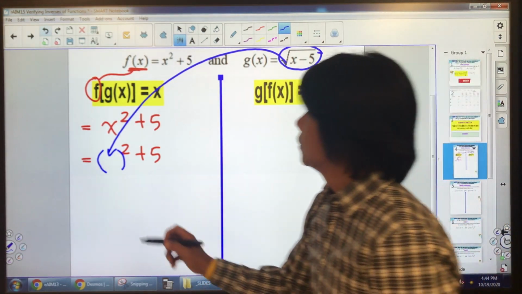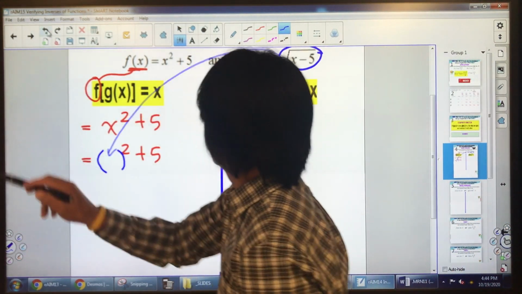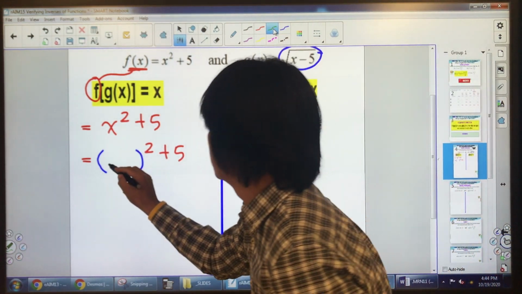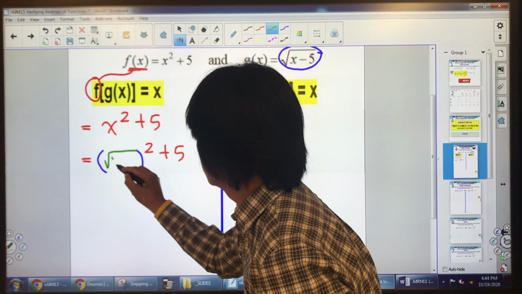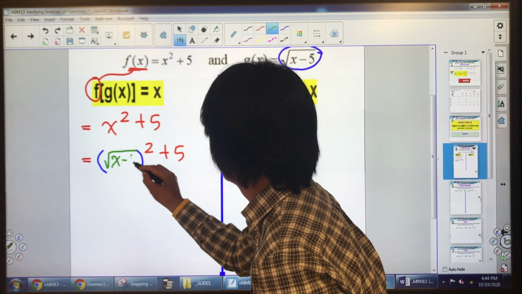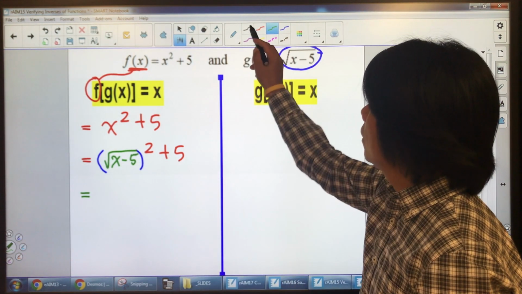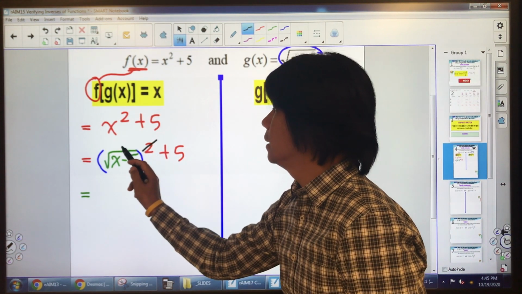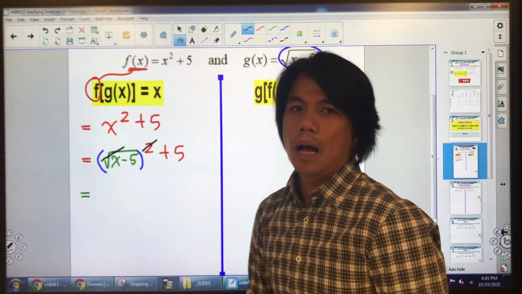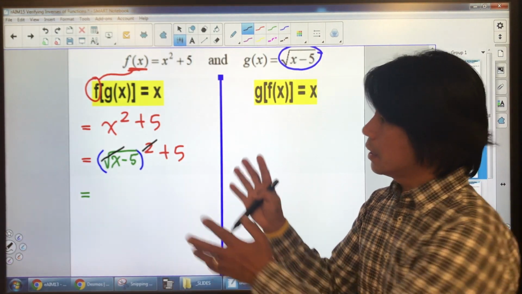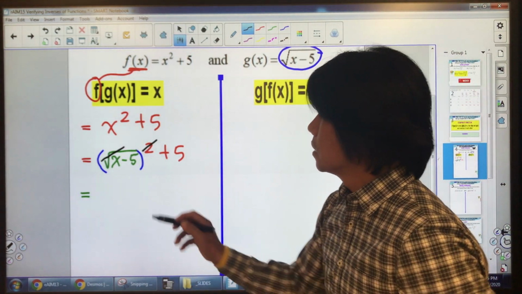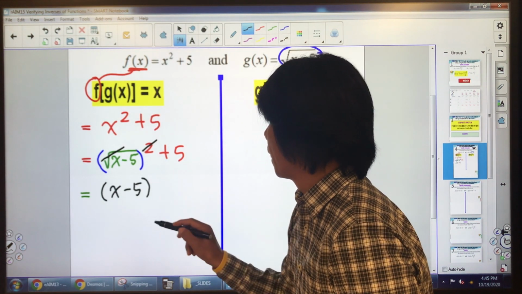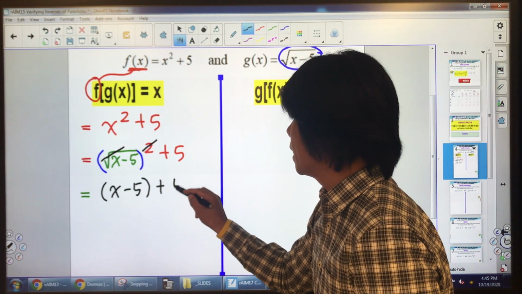Alright? So what's the result? I'll take that off. So how would it look like? I'm going to write that down here. The square root of x minus 5. We know that the square, this exponent, and that square root symbol are inverses of each other, so they can cross out each other. So what's left? X minus 5 inside the parentheses plus 5.